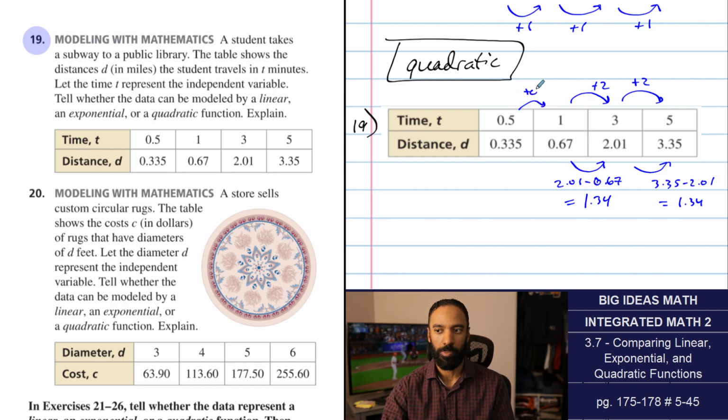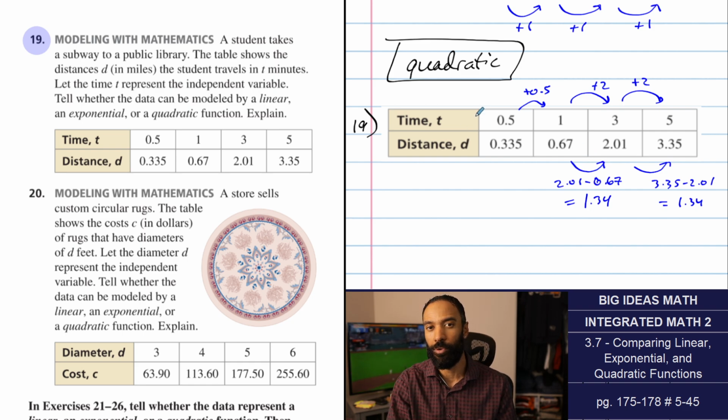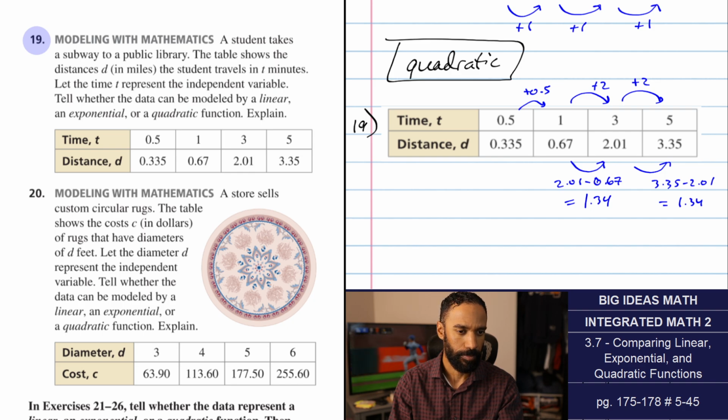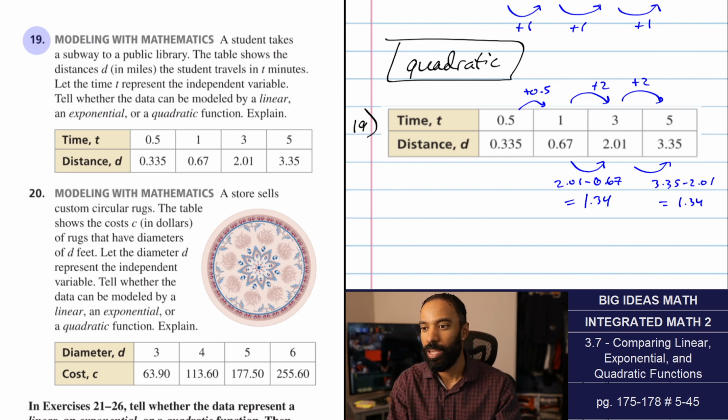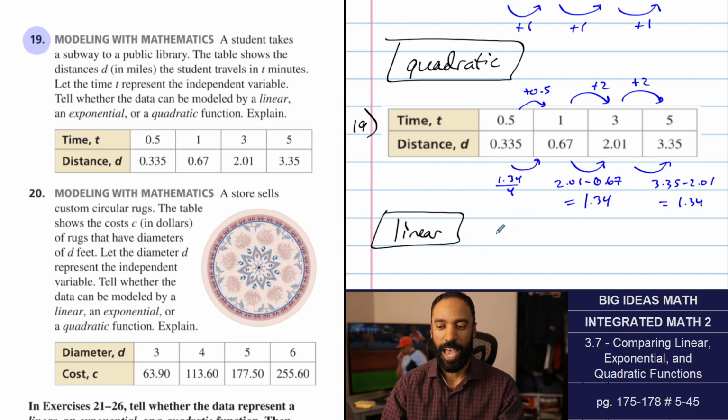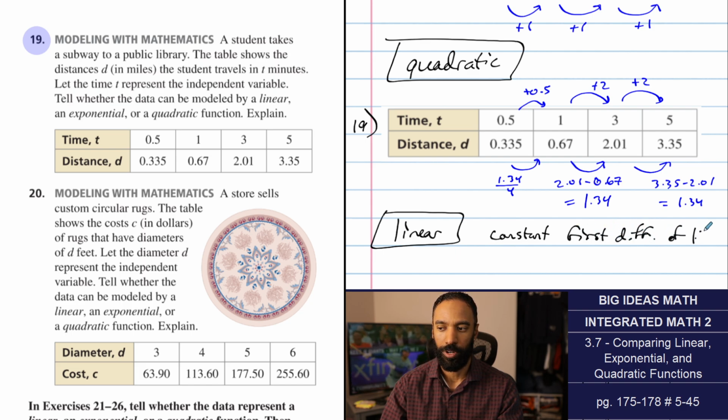That's because this thing increases by only 0.5. That's 4 times less of an increase than this is. That means if I divide 1.34 by 4, I should get this difference as well. Let me check what 1.34 divided by 4 is. 1.34 divided by 4 is 0.335. Is 0.335 plus 0.335 0.67? Yeah, it is. So this is also 1.34 over 4. So it all checks out. That does make it linear. So it's linear because it has a constant, as they say it, first difference of 1.34.